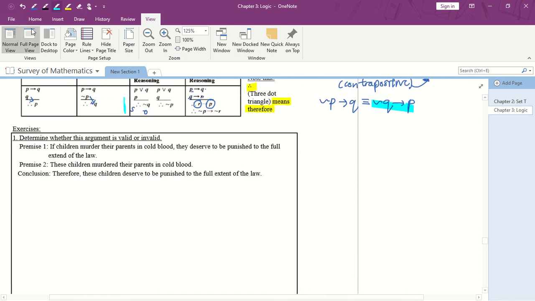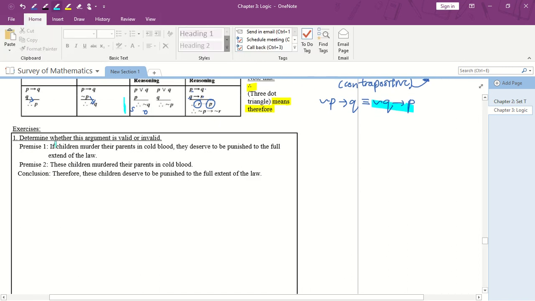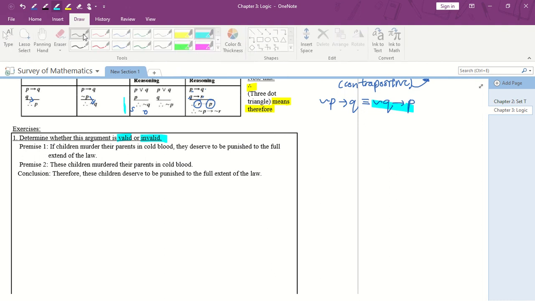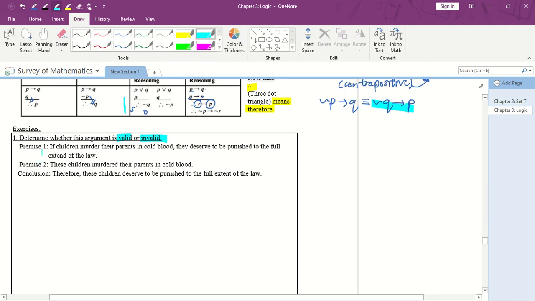Exercises. Determine whether this argument is valid or invalid. So the first one, premise 1: If children murder their parents in cold blood, they deserve to be punished to the full extent of the law. Premise 2: These children murder their parents in cold blood. Conclusion: Therefore, these children deserve to be punished to the full extent of the law.